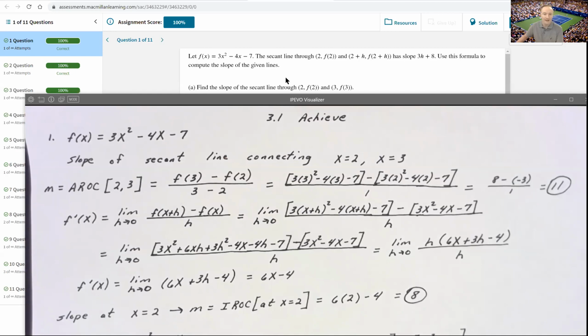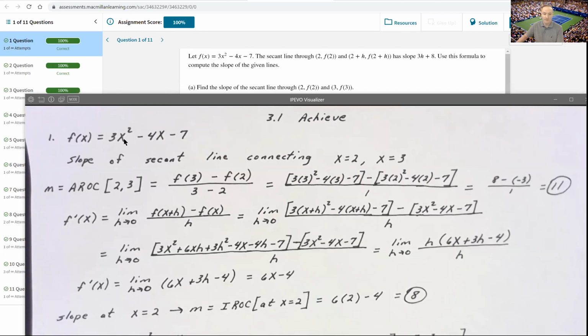Now, I could have used that formula that they found for me up there, but instead, I know that if I wanted to find the average rate of change between 2 points, in part A, it says to find the slope of the secant line between x equals 2 and x equals 3. Well, I just said that the slope is the average rate of change from 2 to 3. So it's the change in y over the change in x. Well, that's f of 3 minus f of 2 over 3 minus 2.